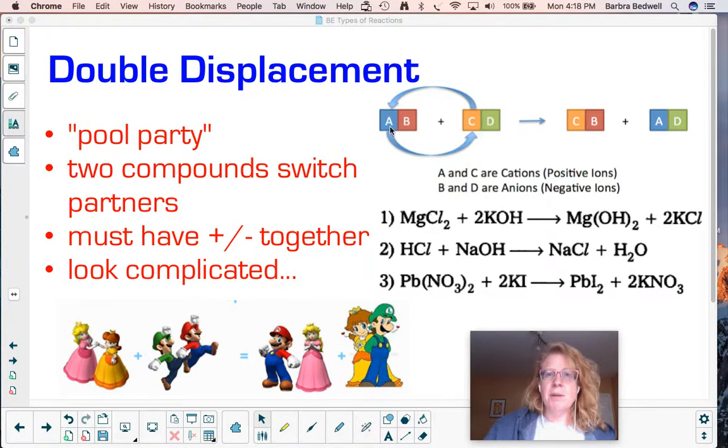So in this particular case, we had A and B started off, and then C and D started off. And you can see that A and C swapped partners. And so now C ends up with B, and A ends up with D. Here's why this is called the pool party. I'll tell you the lame story. I don't want to take too long in video form like this.